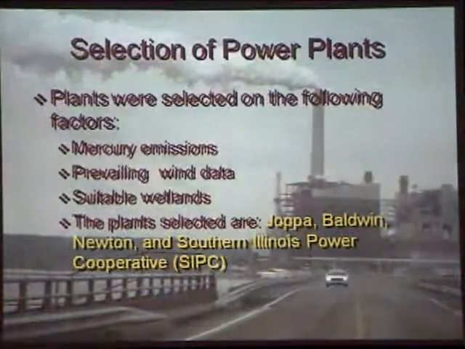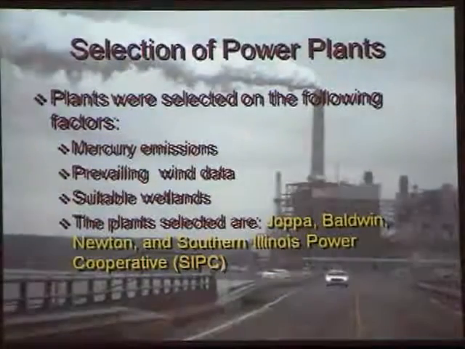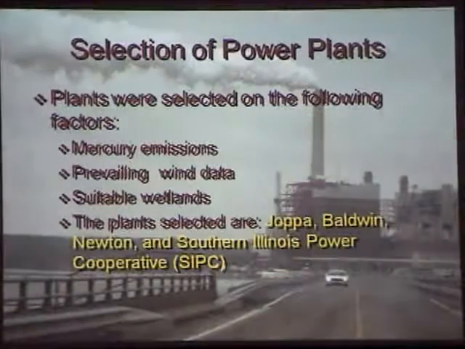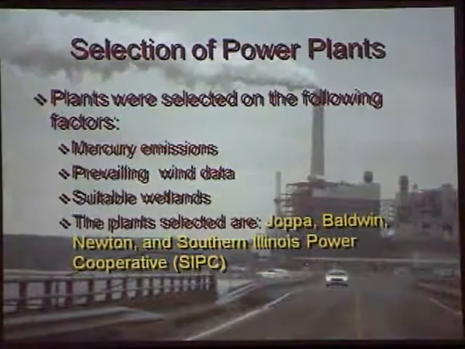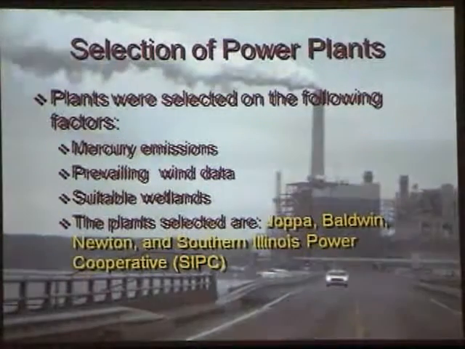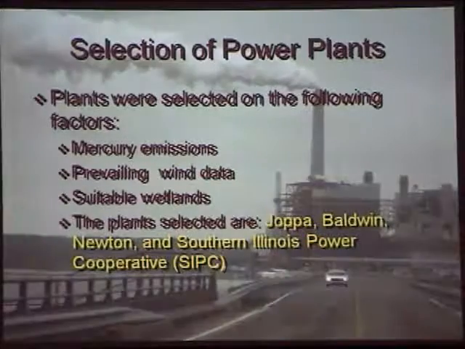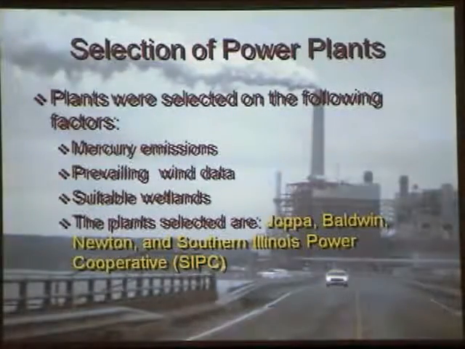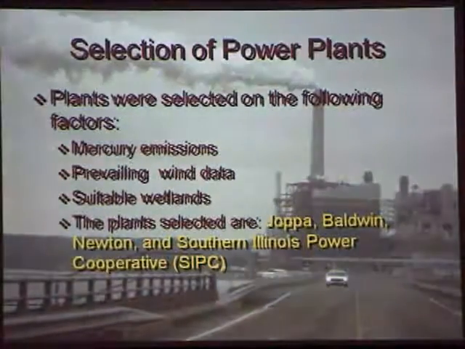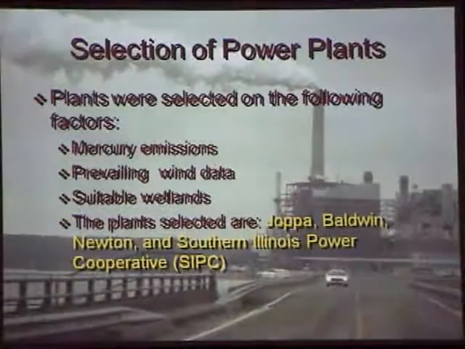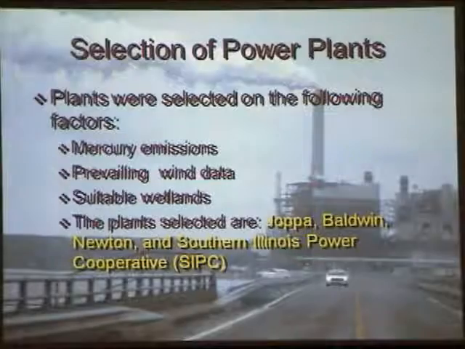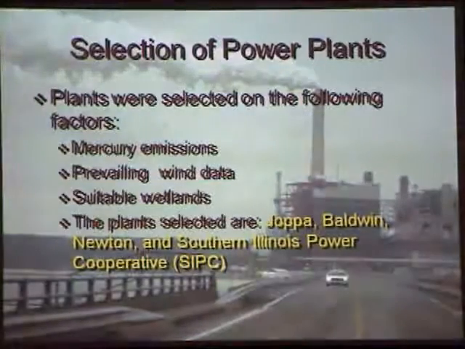So we went through a process of selecting power plants, and our selection process involved what the mercury emissions were from the particular power plants, whether there was prevailing wind data for those particular power plants, and whether there were suitable habitats associated with them. The plants that we selected were the Joppa, Baldwin, Newton, and the Southern Illinois Power Cooperative power plants.